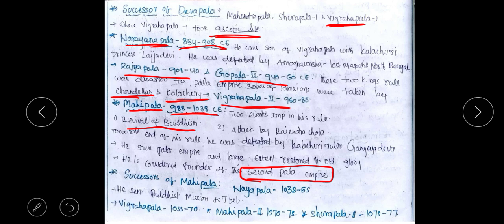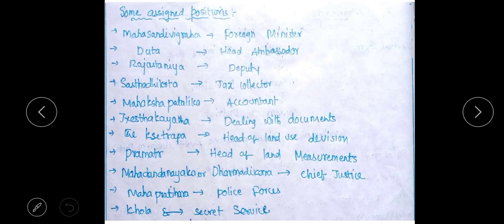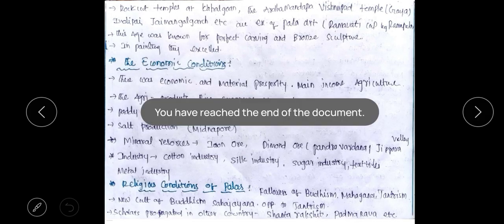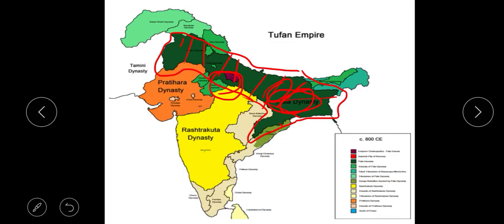The second event is the attack by Rajendra Chola, a Chola king, on the Palas. Now we see the map. The Palas are ruling mostly here, and the Chola Empire is here. The Cholas were defeating rulers and going on by defeating rulers.